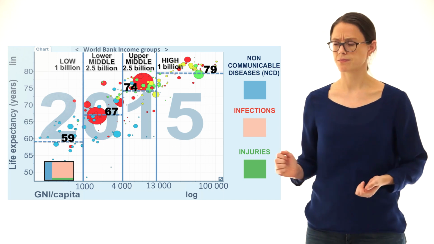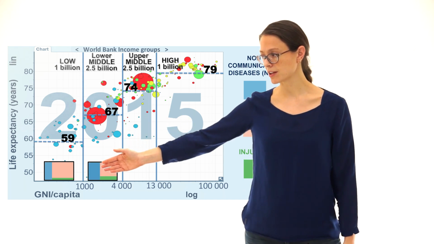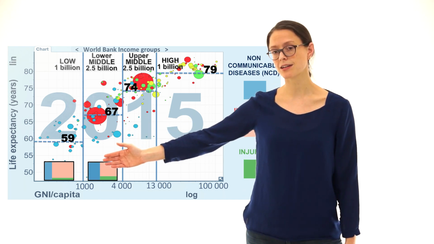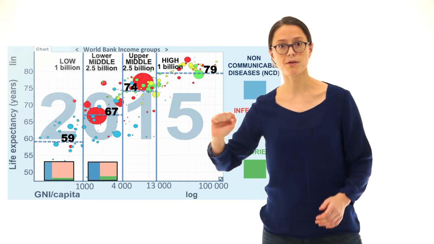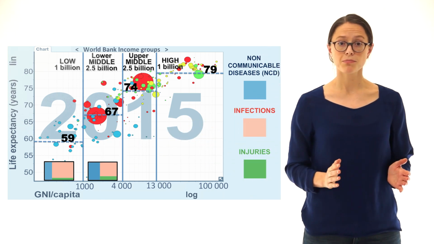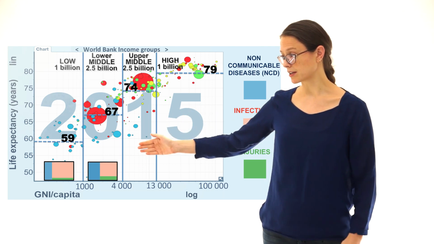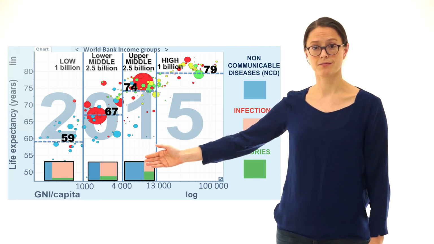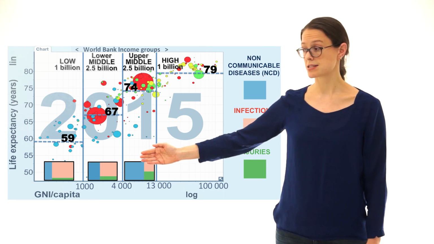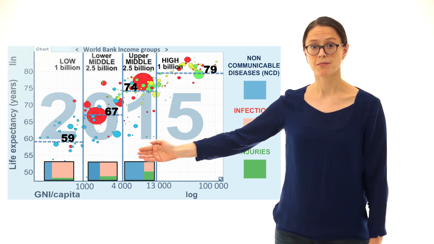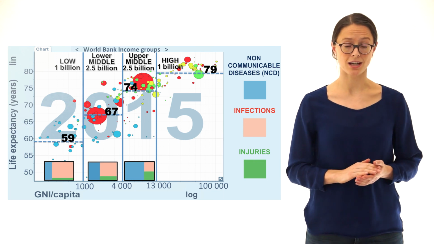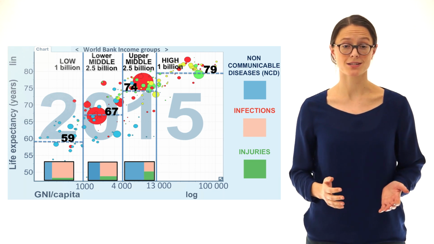What about the next group, the lower middle income countries? Take a look at the box here, and you can see that it looks slightly different. The red box is still the largest, but the blue box is getting bigger. In the upper middle income countries, the group where we find China, you can see that the blue box has overtaken the red box, meaning that more people get sick and die from non-communicable diseases than from infections.